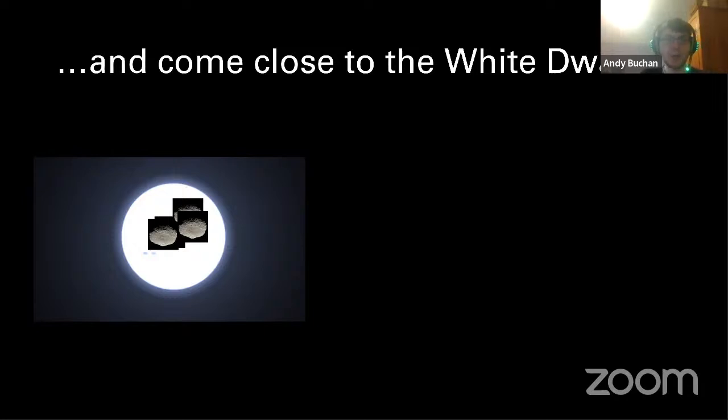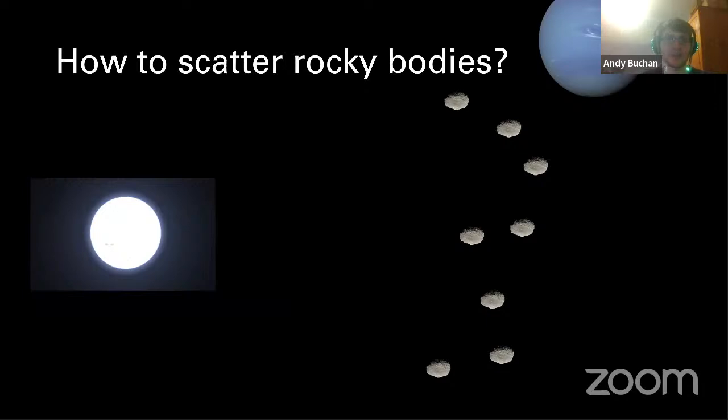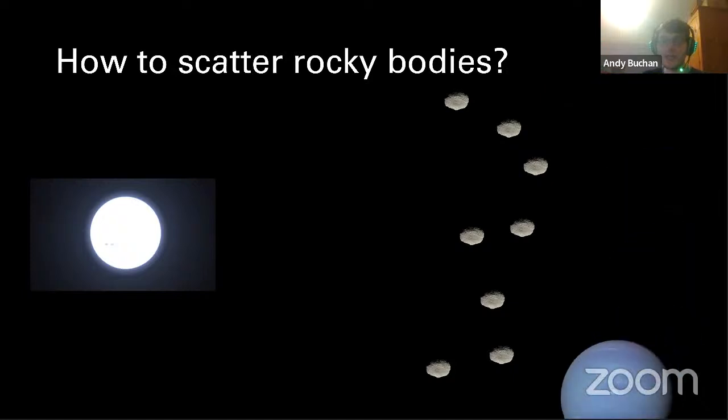So the question is, how could a rocky body's orbit change so dramatically from being really far away from the white dwarf in order to survive to being close in for us to see it? This is still kind of an open question. Scientists have done computer simulations that show that if there's a large planet orbiting the white dwarf, it can actually disturb the orbits of small rocky bodies and scatter them in towards the white dwarf. So that might explain how you get small objects like asteroids close to the white dwarf.